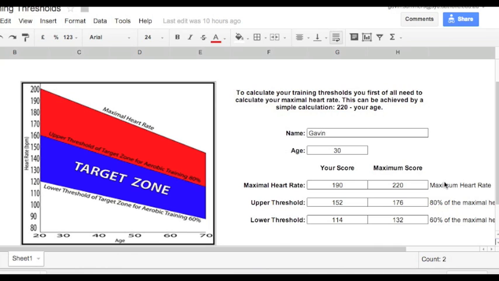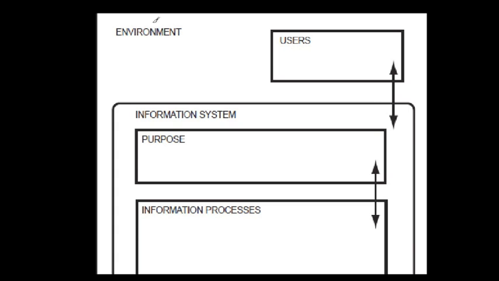If we consider our example of a training thresholds information system, well, I have inputted my name and my age and this is giving me information on my maximal heart rate and my upper threshold and lower threshold for training. Let's put this data for the information system into an information systems in context diagram. So first of all, what's part of the environment and what does this system rely on? Well, in order to be able to use the system, I need electric. And I also need use of the internet because it's an interactive form. Without these two things, the information system wouldn't work. But they're not part of the information system, so they're part of the environment.